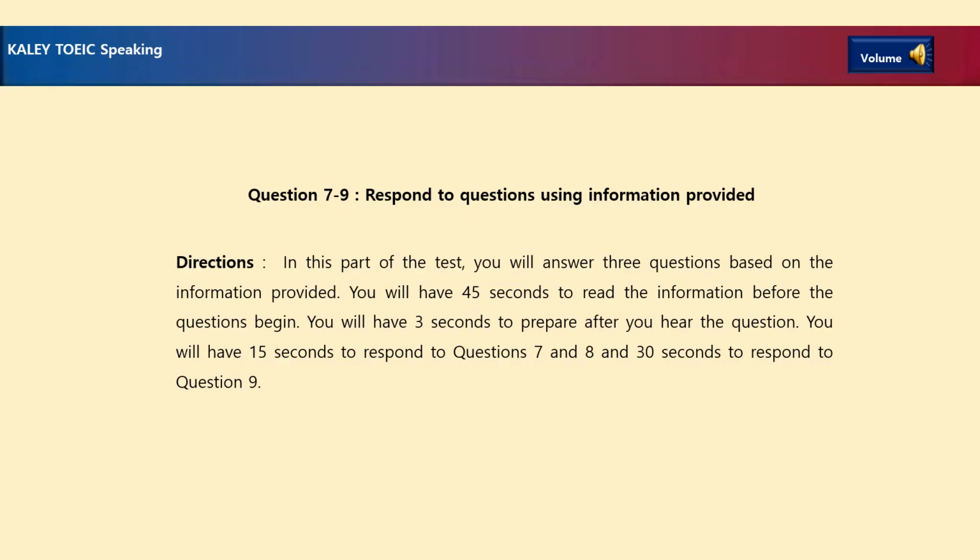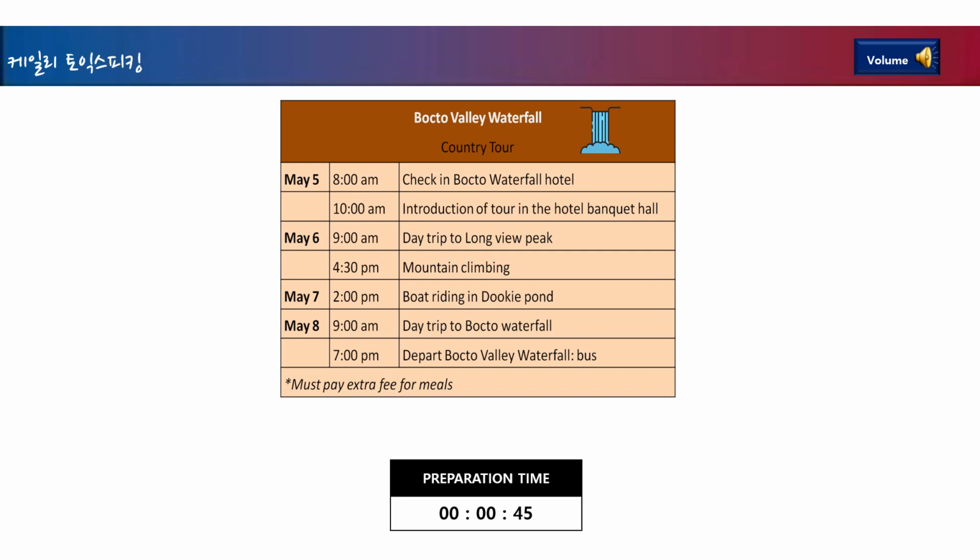In this part of the test, you will answer 3 questions based on the information provided. You will have 45 seconds to read the information before the questions begin. You will have 3 seconds to prepare after you hear the question. You will have 15 seconds to respond to questions 7 and 8, and 30 seconds to respond to question 9. Begin preparing now.